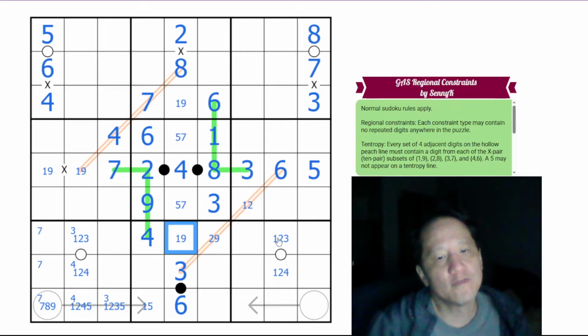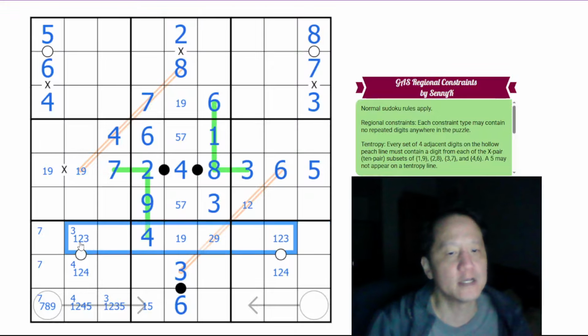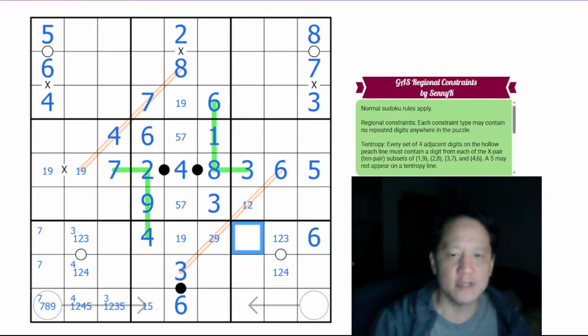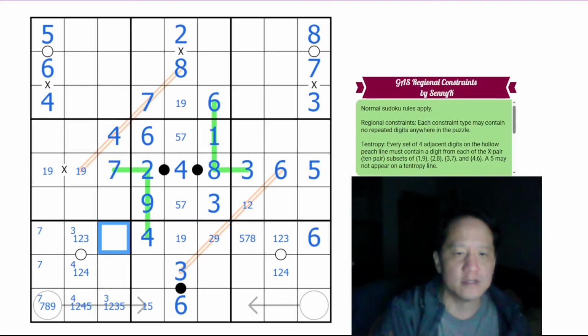We have a 1, 2, 3, 9 quadruplet in row 7, which eliminates 1, 2, 3, and 9 in the rest of the row. So the remaining digits are 5, 6, 7, 8. This can't be 5, 7, 8 because of 5, 7, 8 in the column. So this is 6. That leaves these as 5, 7, and 8. No 7 here. 5, 7, 8.